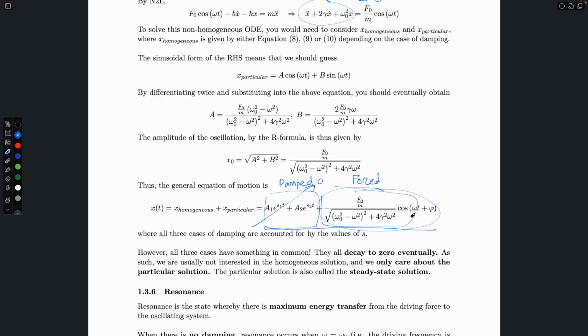And we notice that in the steady state, which just means after a lot of time has passed, it will start oscillating at the same frequency as the driving force, which qualitatively would make sense, because you're pushing it, you're applying external energy to it in order to make sure it stays at the same frequency as you.